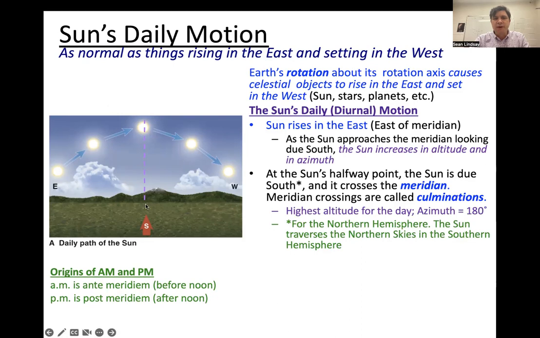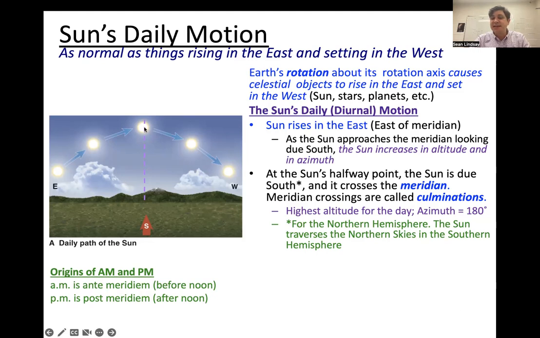And that happens whenever the sun is located due south and the sun is centered on the meridian. We call this meridian crossing a culmination. So we would say that the sun is at culmination. Another way to say this is that the sun is on the meridian. And another way to say this is you are at solar noon if you look due south and the sun is centered on the meridian. So this is the point where it'll be at maximum altitude.